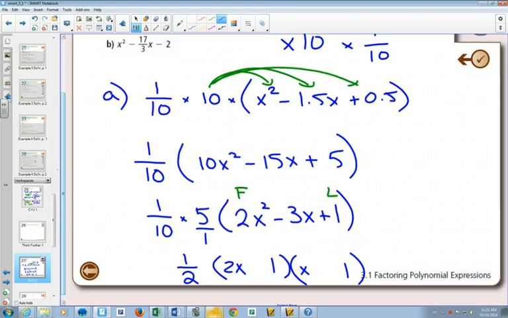And are they both going to be positive or both going to be negative? They'll both have to be negative. Because now check the outside. What's the outside? Negative 2 and a negative 1 makes negative 3. Because you have to check the outside and the inside. See, the outside's negative 2, the inside's negative 1. We get negative 3. And we've factored this.